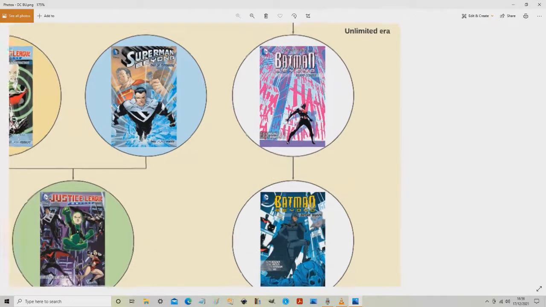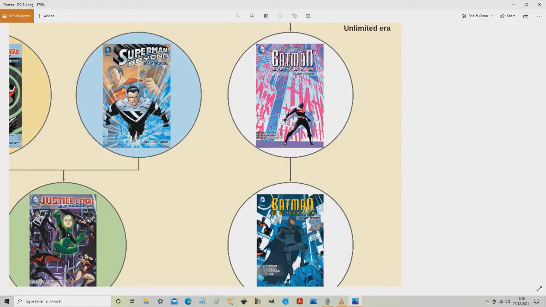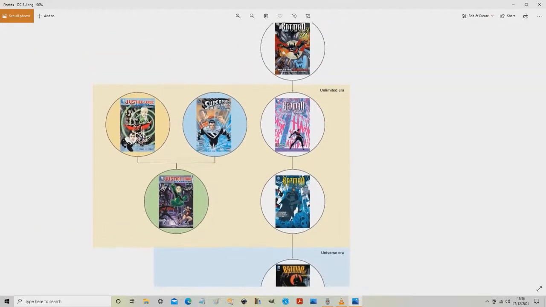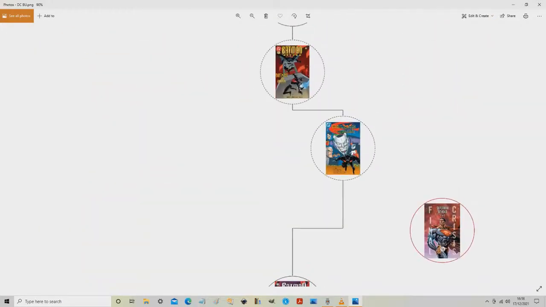The first trade, and I'll just zoom in here, is this one, which is called 10,000 Clowns. It collects issues 1 to 16 and ends on a massive to be continued cliffhanger that really requires you to pick up the next volume. It's worth noting that from what I've seen online, this apparently collects the first two issues of Volume 2 of Batman Beyond. In case you're not sure, Volume 2 was this one here.